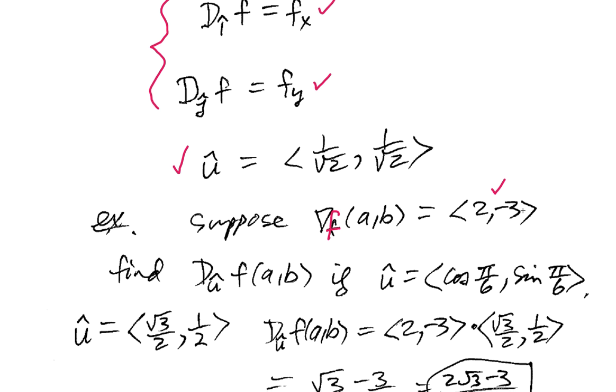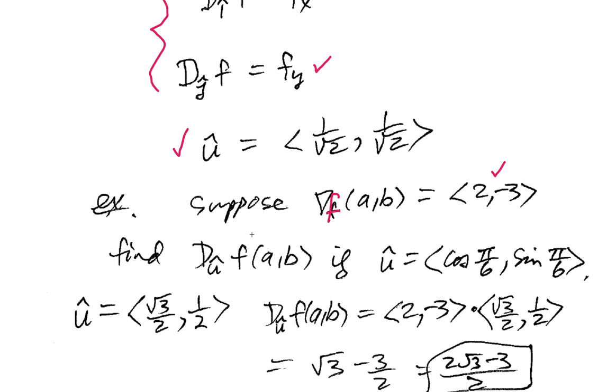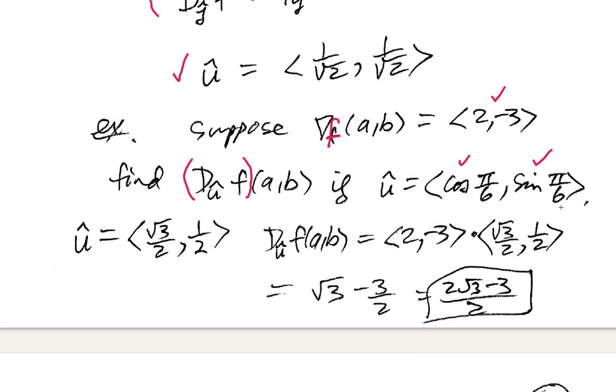Find the directional derivative in this direction u of the function f at (a, b). That's probably better written that way because you're evaluating it. The directional derivative is a function too, but you're evaluating it at (a, b). Here, u is <cosine of pi over 6, sine of pi over 6>. So I'm taking it in a direction that's different than what I have written above, which would correspond to pi over 4, or 45 degrees.